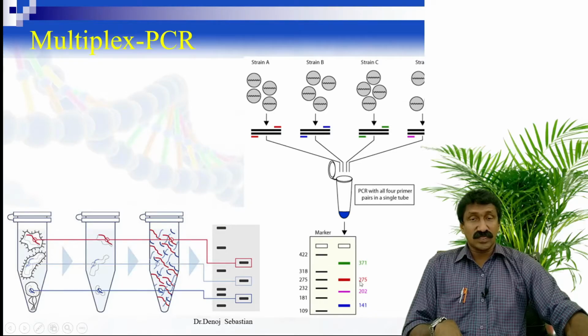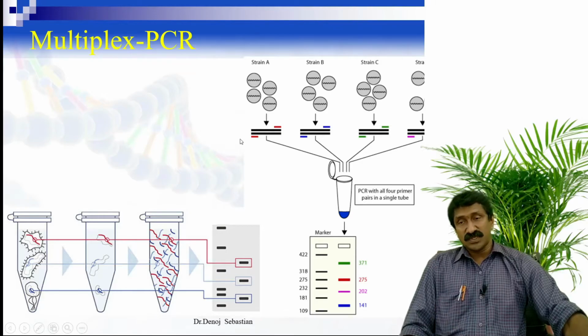This is 202 base pairs. This is 275 base pairs, and this is 371 base pairs. Based on the molecular size, they will separate, and the lowest band will be at the bottom, and the heavier band will be on top. This way, in the same reaction vial, you can identify different target sequences in the same reaction mixture. That's the concept of multiplex PCR.